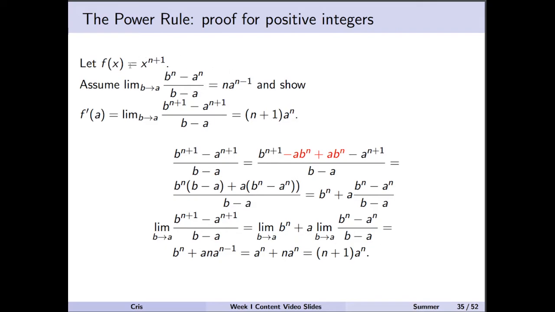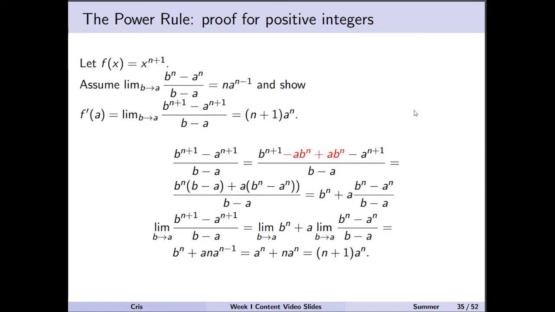So let's consider the function f of x is x to the n plus 1. Let's assume we know this limit right here because we know the power rule for n. And let's work out the limit of b to the n plus 1 minus a to the n plus 1 over b minus a. You have to learn to do these things. I think maybe you have to read a book or take a class to know what to do at this point. Anyway, you want to insert these two numbers right here in red.